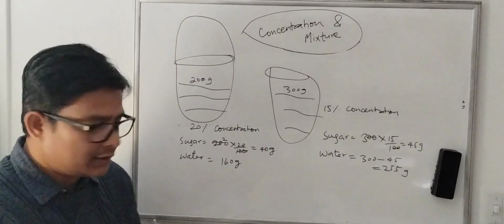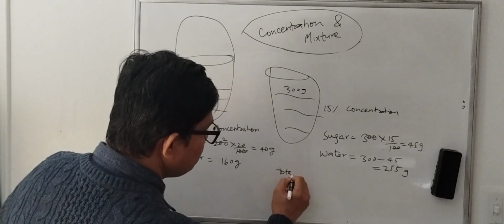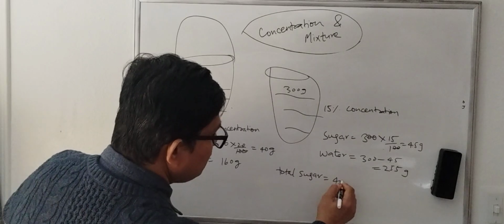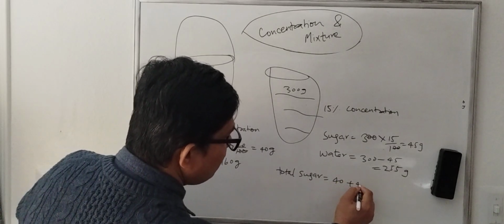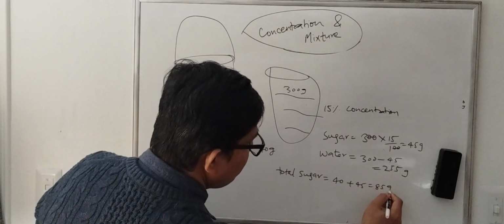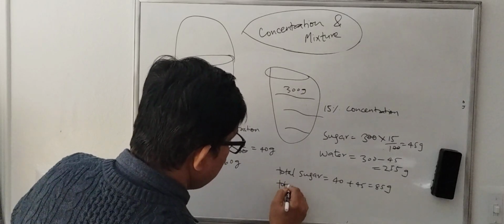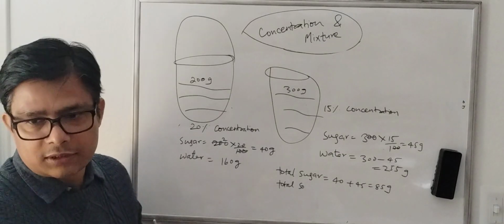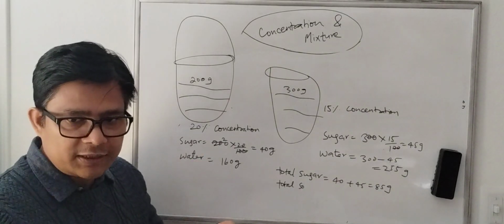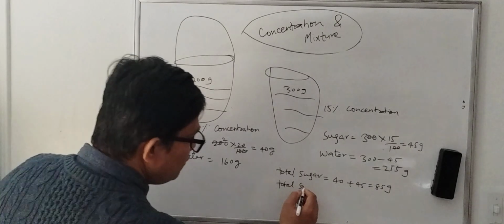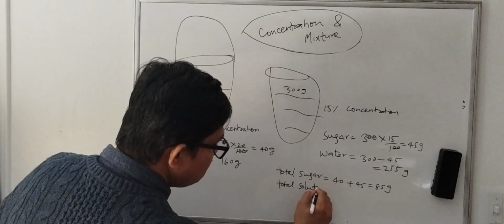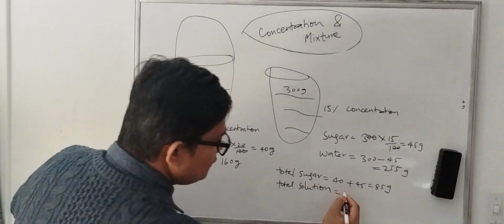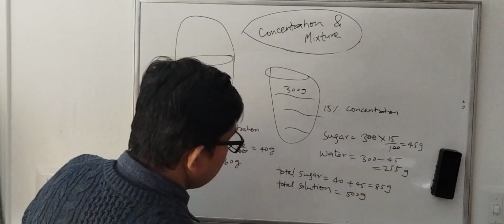What do you have to do when you mix? Find the total amount of sugar. Total sugar will be how much? In glass 1 you had 40, in glass 2 you had 45. So this became 85 gram. And total solution, because you have to find the concentration, you don't worry about the amount of water because the denominator will be the amount of the solution. So the amount of the total solution will be how much? This is 200, this is 300. 200 plus 300, so 500 gram of solution.